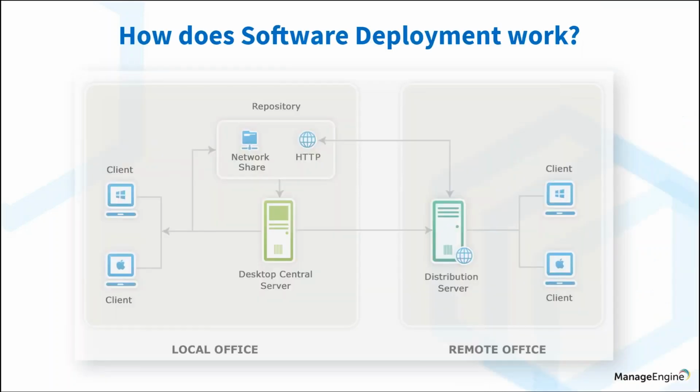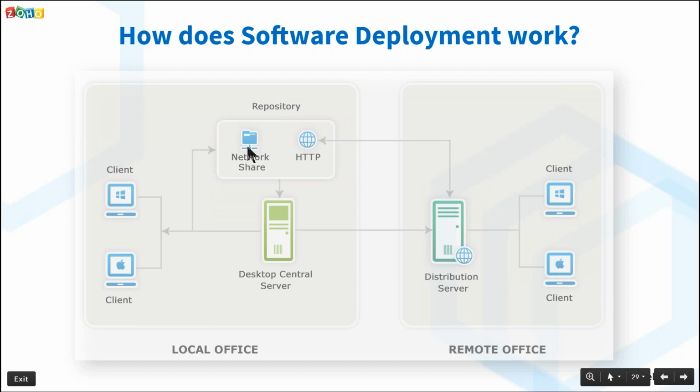Now let's get familiarized with the architecture of how software deployment works with Desktop Central. Using Desktop Central, software can be deployed to your local area network as well as wide area network. The most important thing to deploy software is to have a package created in the first place. To store that package, Desktop Central offers two different types of repositories, which are network share and HTTP repository.